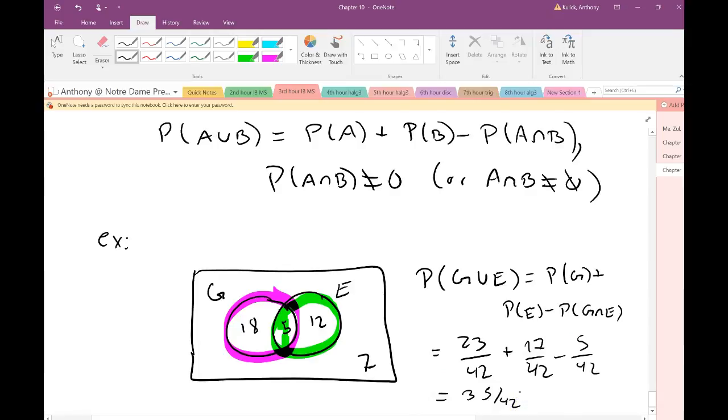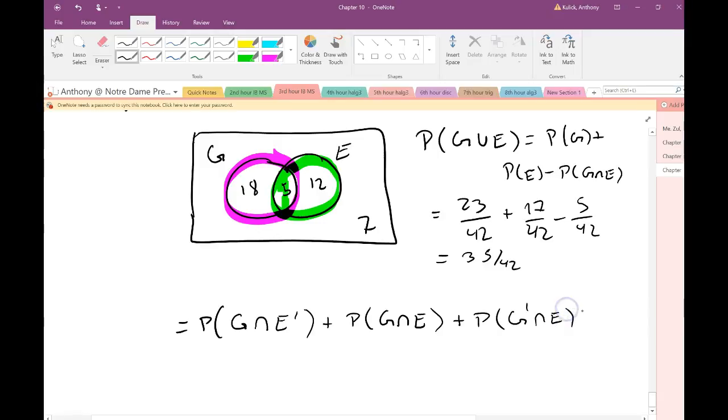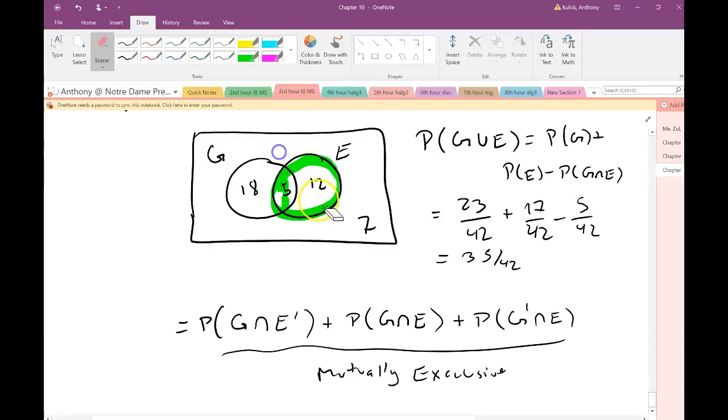Now, did you have to do it that way? Notice that this is also the same thing as P of G intersect E complement plus P of G intersect E plus P of G complement intersect E. What's the advantage here? These are all mutually exclusive. Why is that? Well, let's do some coloring.